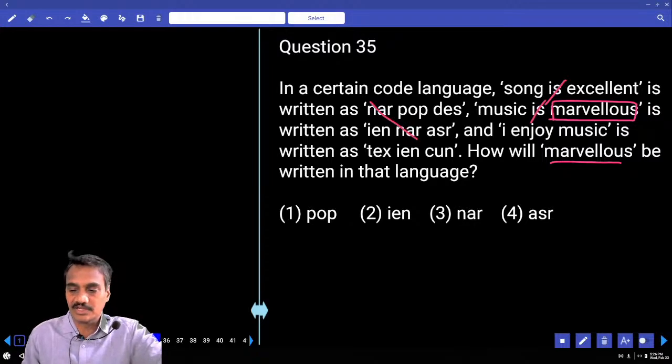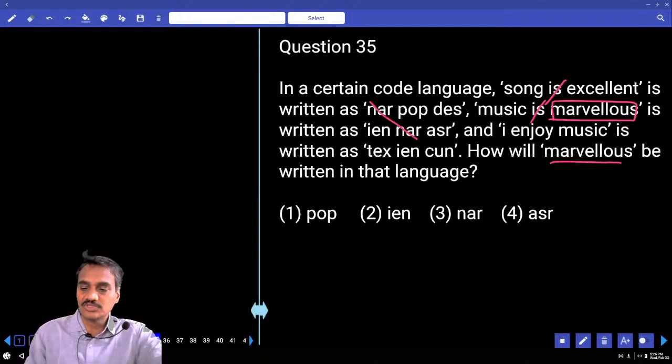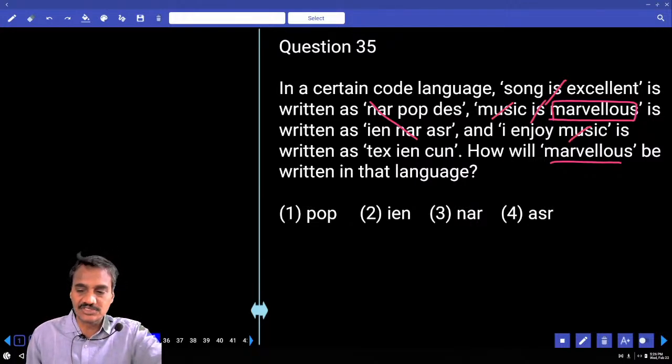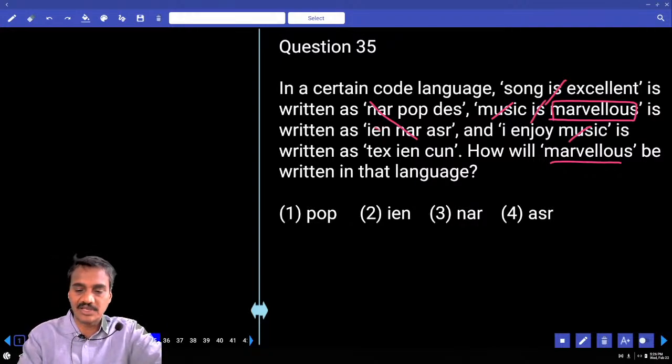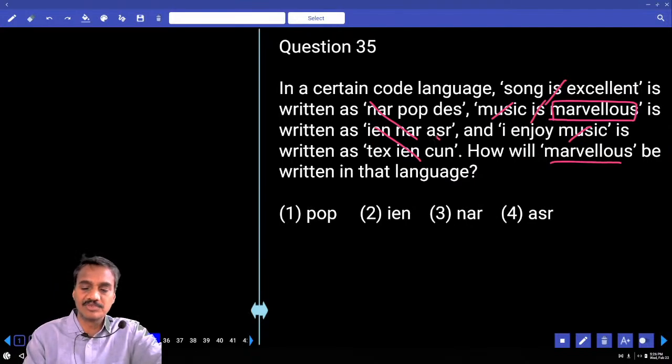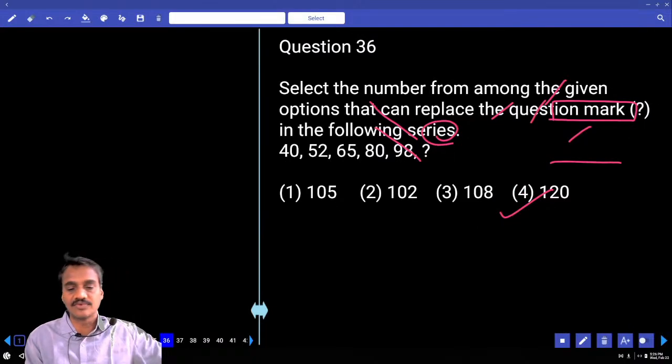And next one, music. My music, I enjoy music. And music is common between these two. As music is common, tell me which is common between these two: I enjoy music and music is marvelous. Then tell me which is common. IAN is common. What remains is ASR. Now ASR is the code for marvelous. That is choice 4 for question number 35.